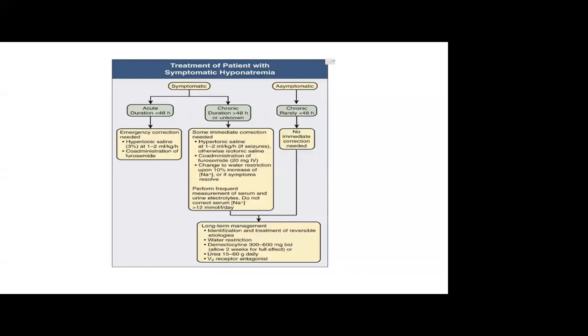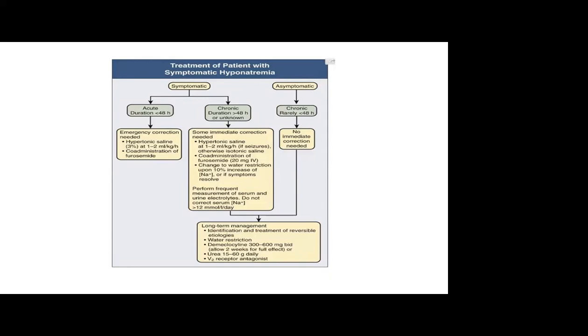So, treatment of patients with symptomatic hyponatremia. If it's acute, meaning less than 48 hours, you might need to emergency correct that, provided you're going to monitor your patient. You can use hypertonic saline, 3% at 1 to 2 ml per kg per hour. And you can co-administer that with furosemide, but please monitor the patient to make sure that you do not overshoot and go above 8 millimole in 24 hours.